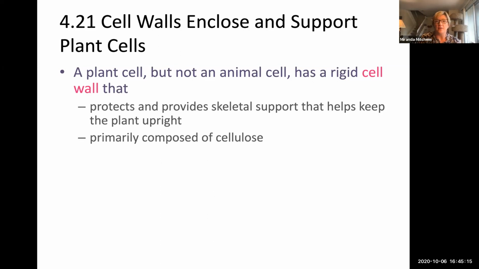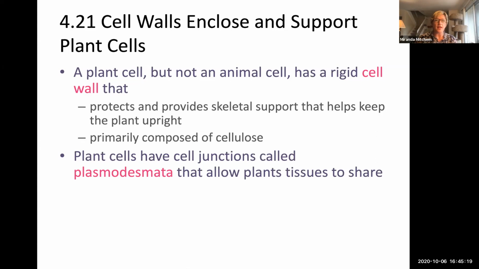Plant walls are made out of cellulose, which is a polymer of glucose. And then they have those pores, the plasmodesmata, that allow for the movement of materials from one plant cell to the next. So water, food can move through there, and even different chemicals in the form of messages.